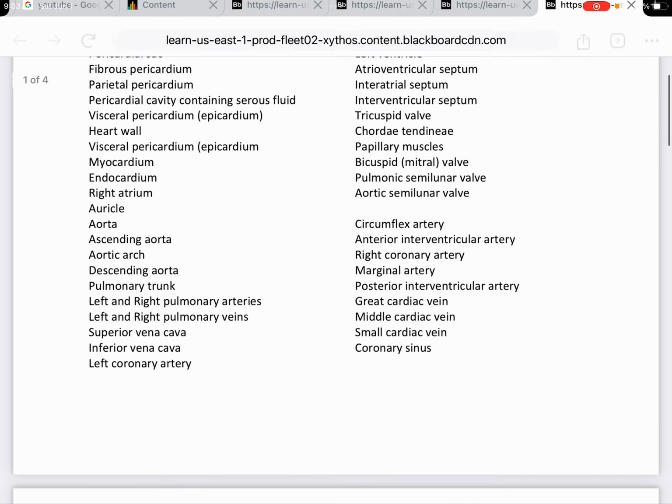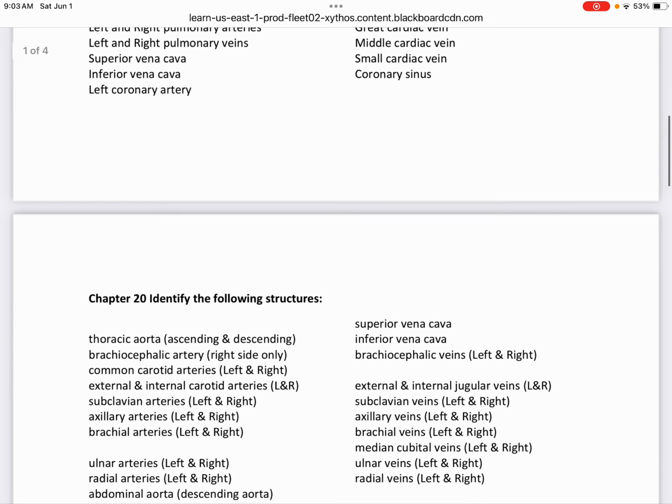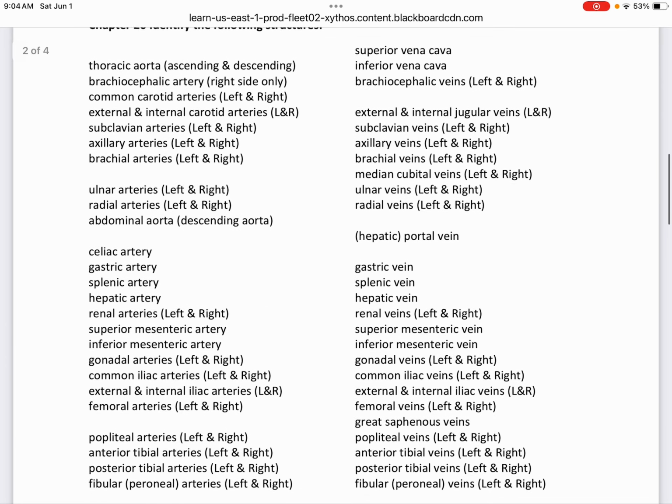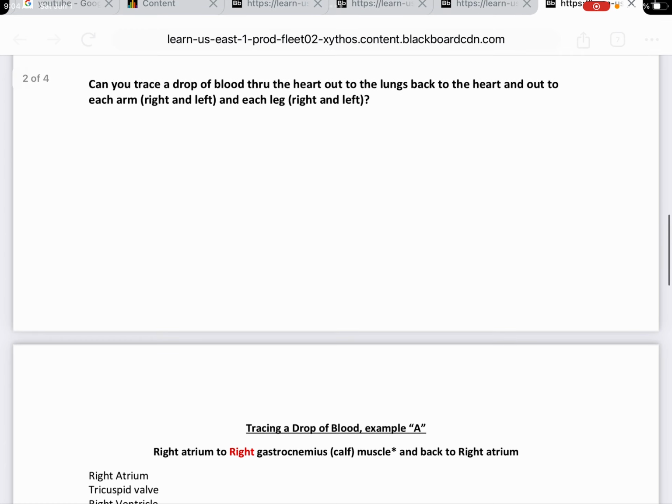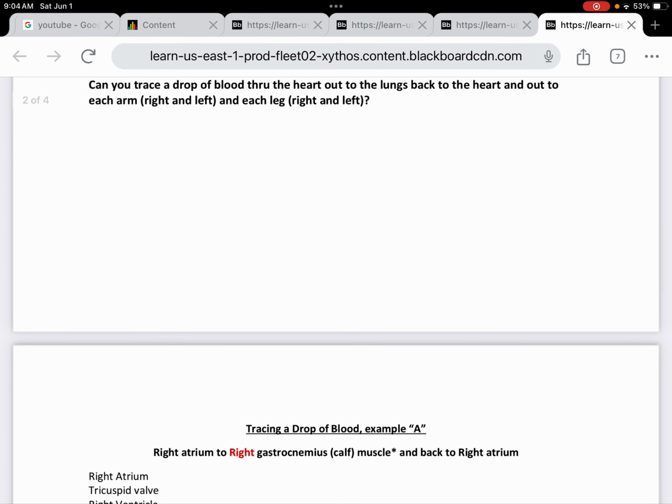Then these are all of the Chapter 19. You'll go through those with your lab. And these are all of the 20. You'll go through those with your lab. And then tracing a drop of blood. Can you trace a drop of blood through the heart, out to the lungs, and back to the heart, and then out to each arm, right or left?